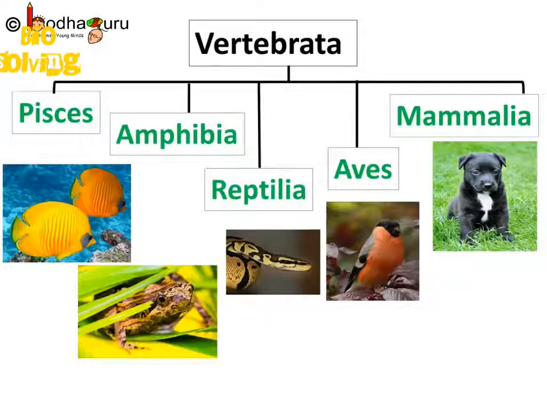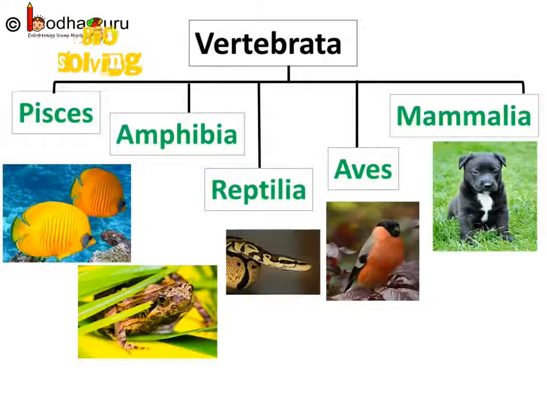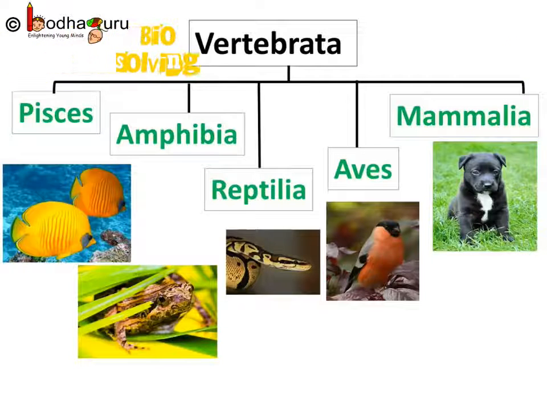The body is covered with feathers and forelimbs are modified to wings and hence they can fly. Lastly, Mammalia, that is our class. These are warm-blooded animals with four-chambered heart, and they have external, clearly visible ears and bodies covered with hair.